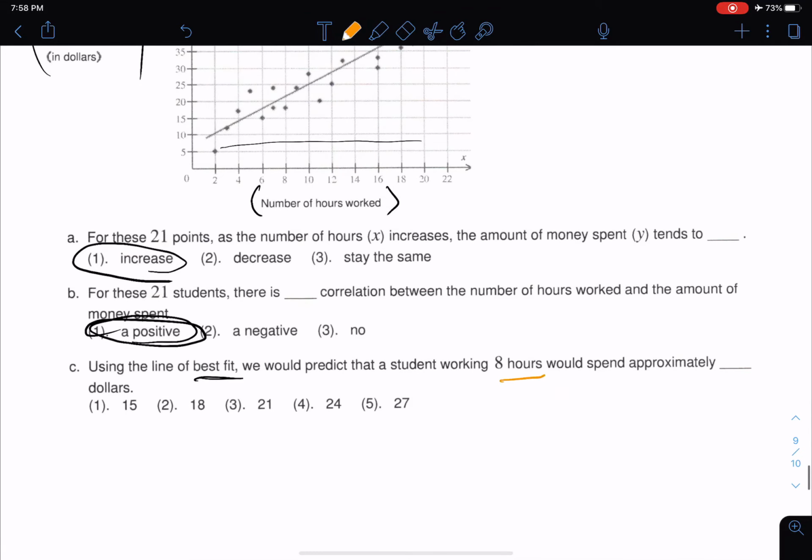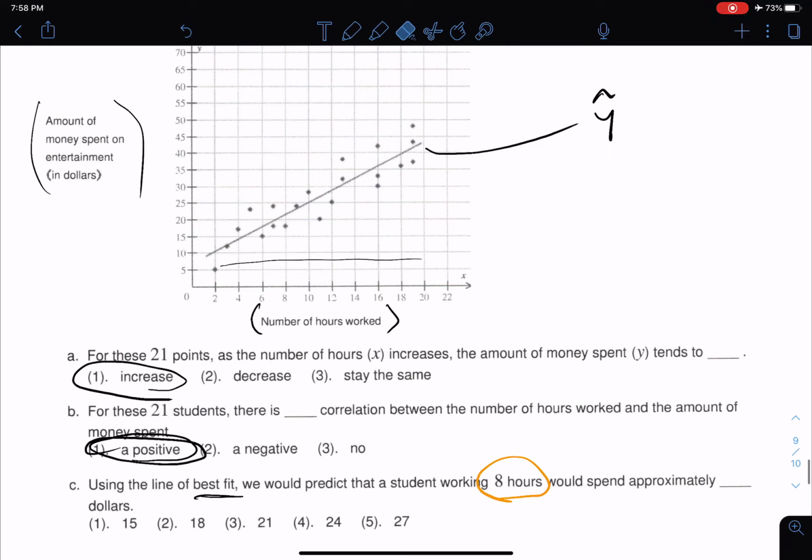It's given us 8 hours, so we have to input 8 hours right here. So we need to go to our line. How come it's not snapping this time? It's not working. We try again. There it goes. Okay, so I draw a line from 8 hours up to my line, and then I go horizontally, about there.